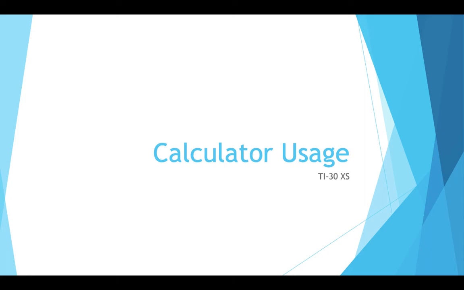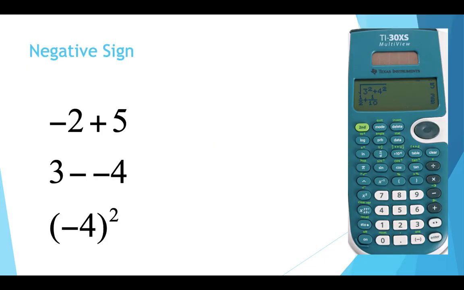This presentation is concerning the TI-30XS calculator, which is the calculator approved for GED testing, and in some states also for HiSET and TASC testing. This is just a brief tutorial that will walk through some of the important buttons you will use on the test. So the first is the negative button, which is down here.